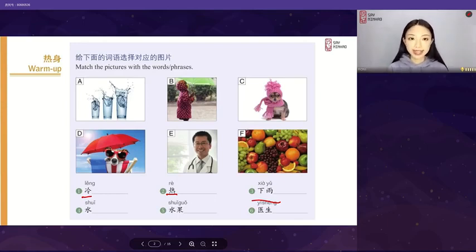Okay, I will give you 15 seconds and please fill in the blanks. Okay, time's up. Now let's see the right answers. First one, 冷, cold, we can see this puppy is wearing so many sweaters. Next one is 热, hot, which is d, obviously. Next one, 下雨 is b, raining. Next one, 水, water is a. And next one, 水果, fruit is f. Last one, 医生, doctor is e.